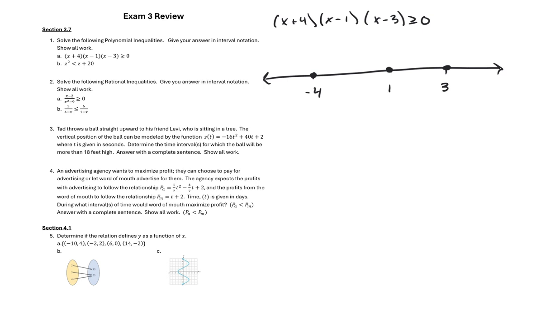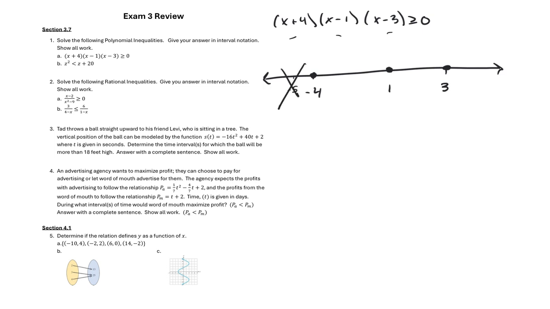So if we use -5 and plug it into this equation, we will get a negative number here, a negative number here, and a negative number here. So a negative times a negative is a positive, but times a negative is a negative. So this region is out.